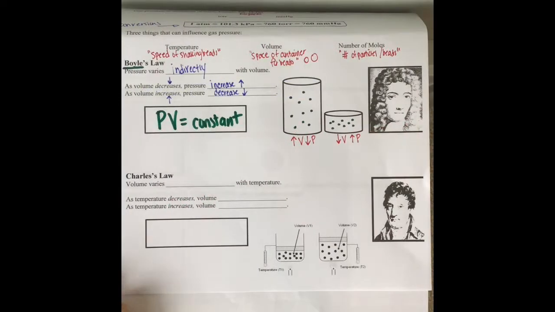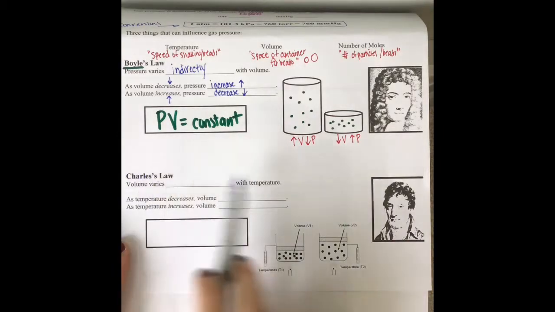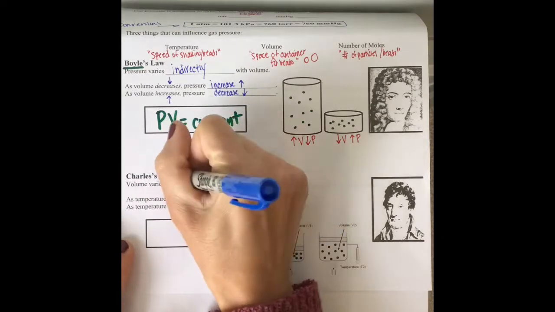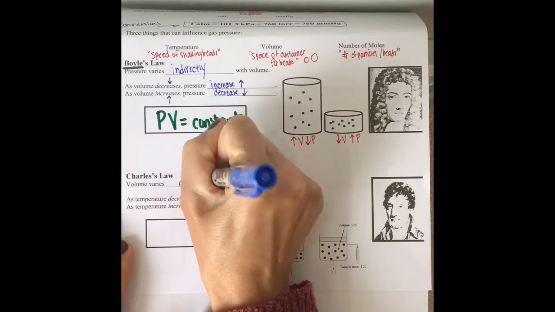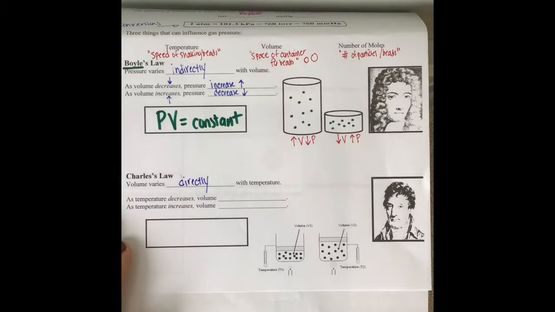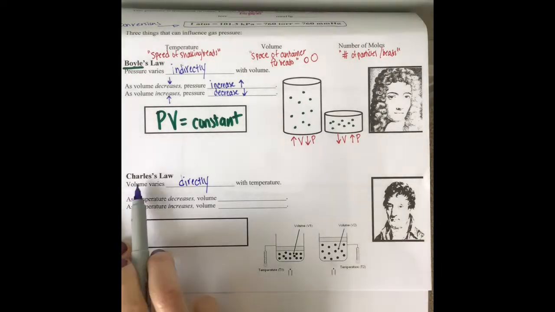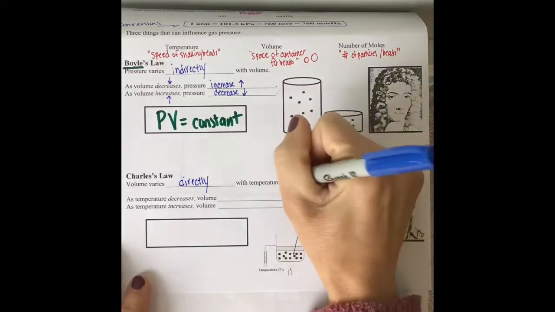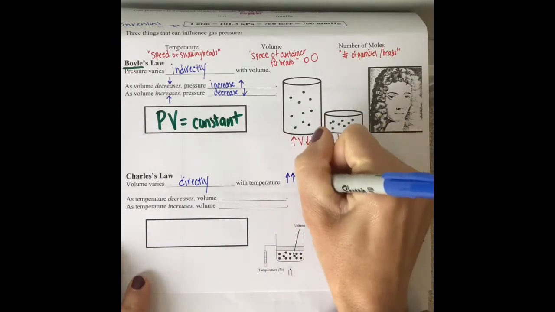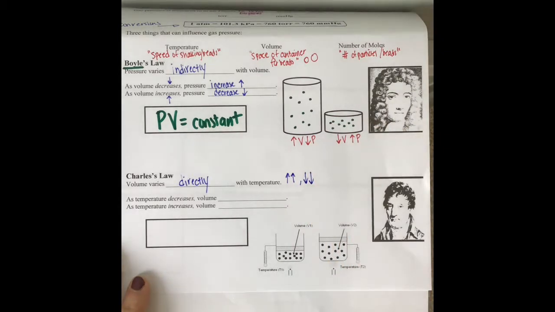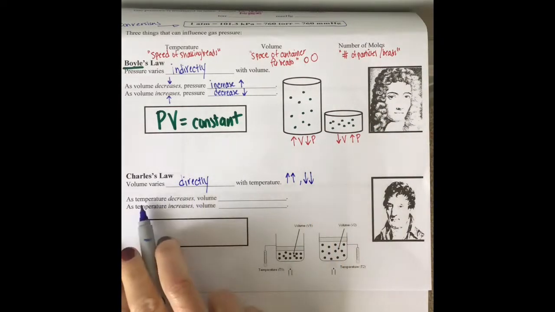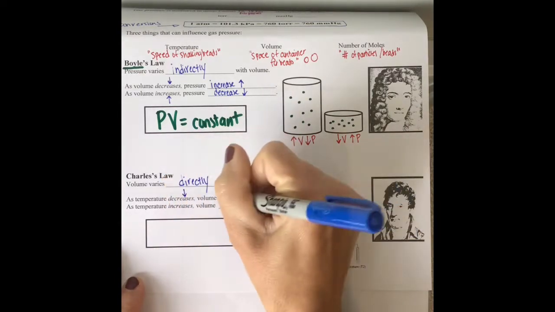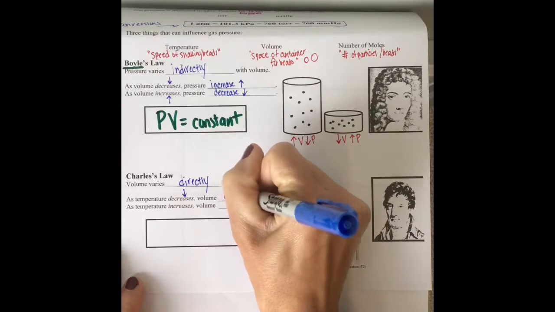Okay, the second law we're going to look at is Charles's law. Here's Charles. And he says that volume varies directly with temperature. So that means that volume and temperature have a direct relationship. When one goes up, the other goes up. When one goes down, the other goes down. That is a direct relationship. So let's fill in these sentences here. As temperature decreases, volume decreases.